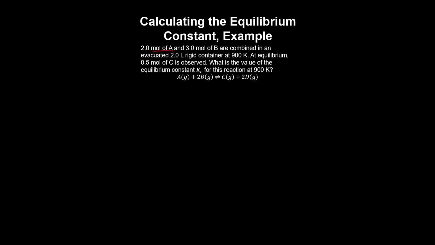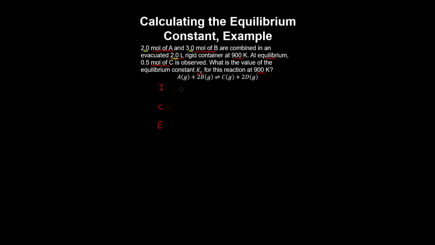2 moles of reactant A and 3 moles of B are combined in a 2-liter rigid container at 900 Kelvin. At equilibrium, 0.5 moles of C is observed. What is the value of the equilibrium constant for this reaction at this temperature? Well, we can construct an ice table because we know the initial concentrations of the reactants.